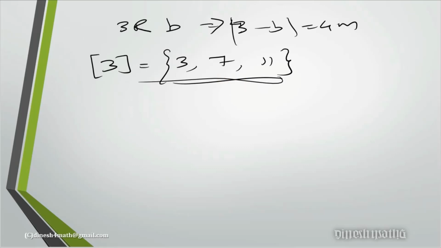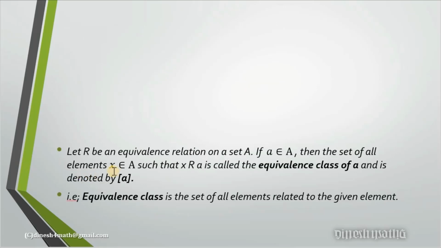Okay. So this idea, we call it this way: let R be an equivalence relation on a set A. If a belongs to A, then the set of all elements x in A such that x is related to a is called the equivalence class of a and is denoted by square bracket a. That is simply, equivalence class is the set of all elements related to the given particular element.